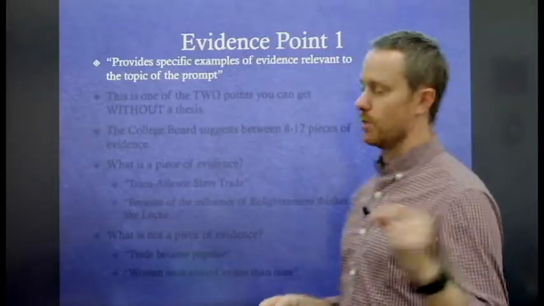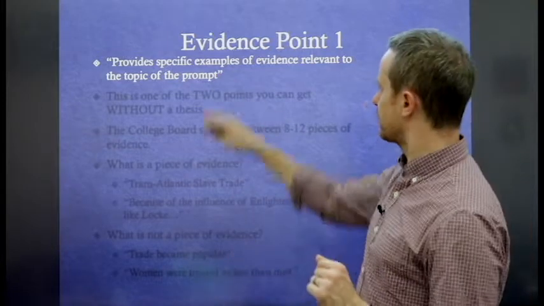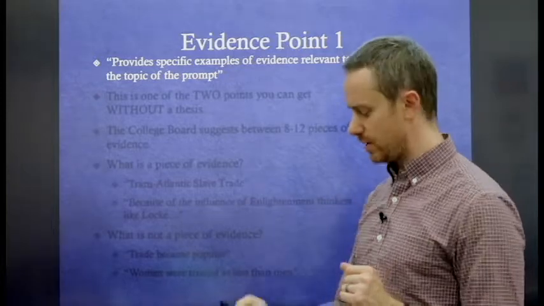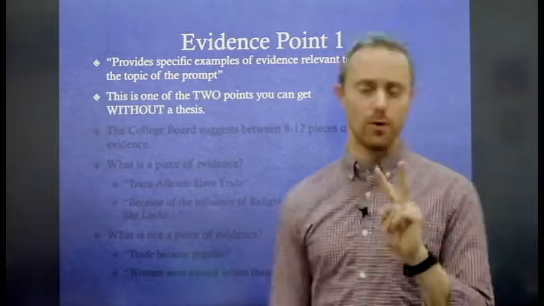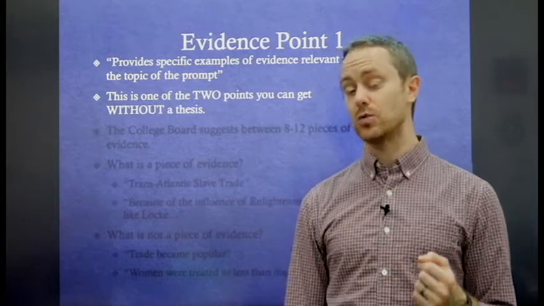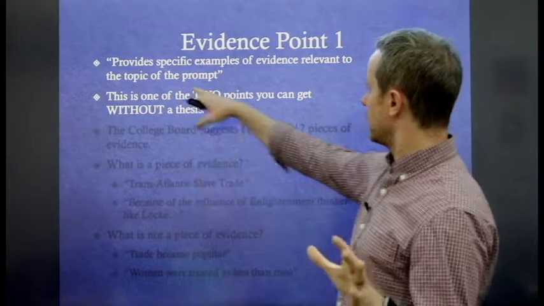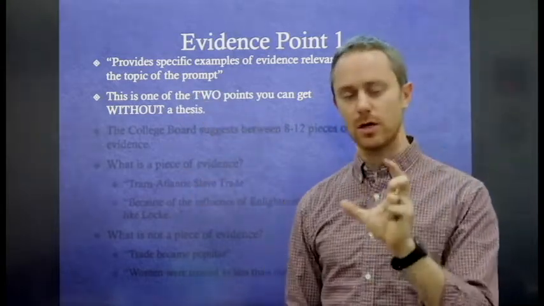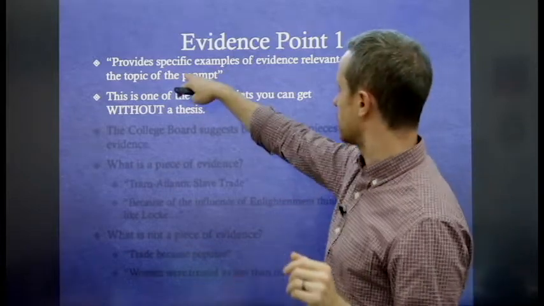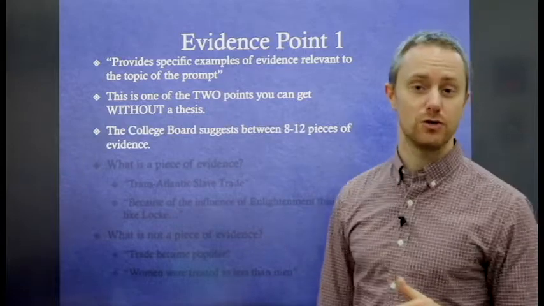Okay, so evidence point number 1. This is a direct quote from the rubric. It says, provide specific examples of evidence relevant to the topic of the prompt. This is one of the 2 points you can get without a claim, without a thesis. Contextualization was the other one, as we talked about in our last video, but remember, when it says topic of the prompt, there's no word argument, there's no word thesis, so you can rattle off a bunch of historical information. As long as it's relevant to the topic, you can get this point, okay? I'm not saying you should, but you can.